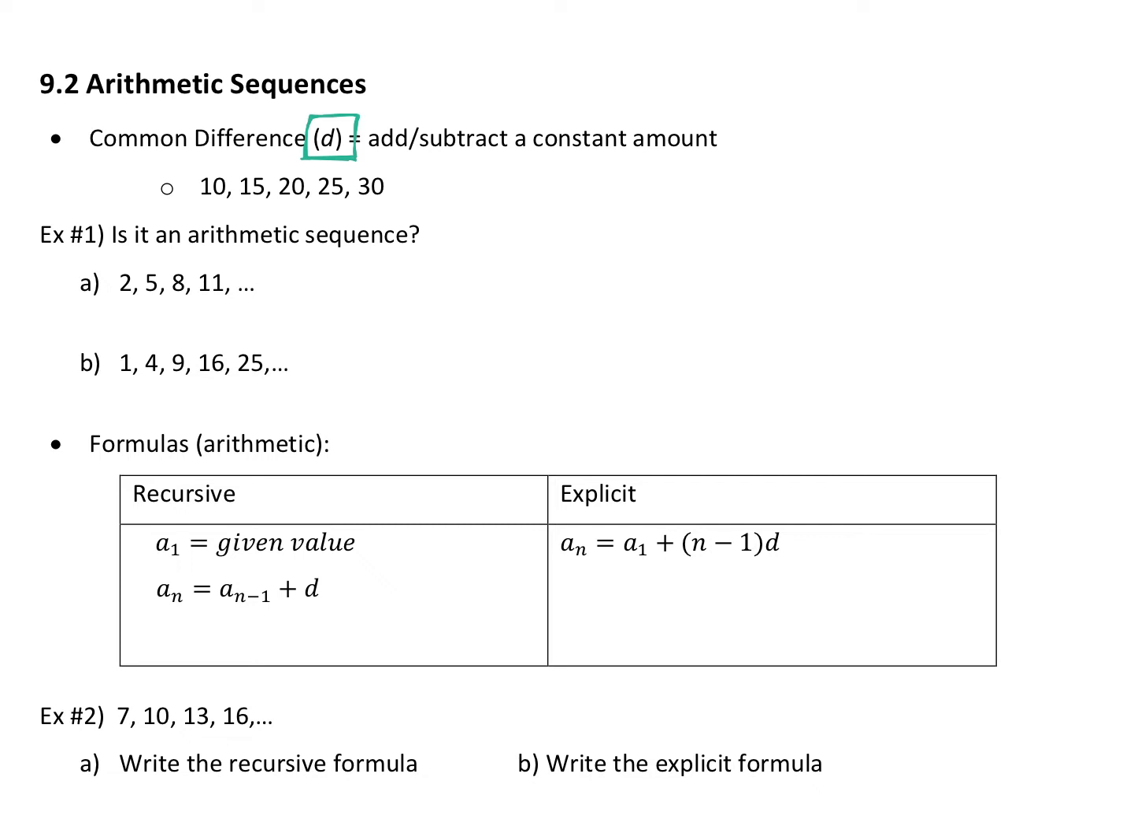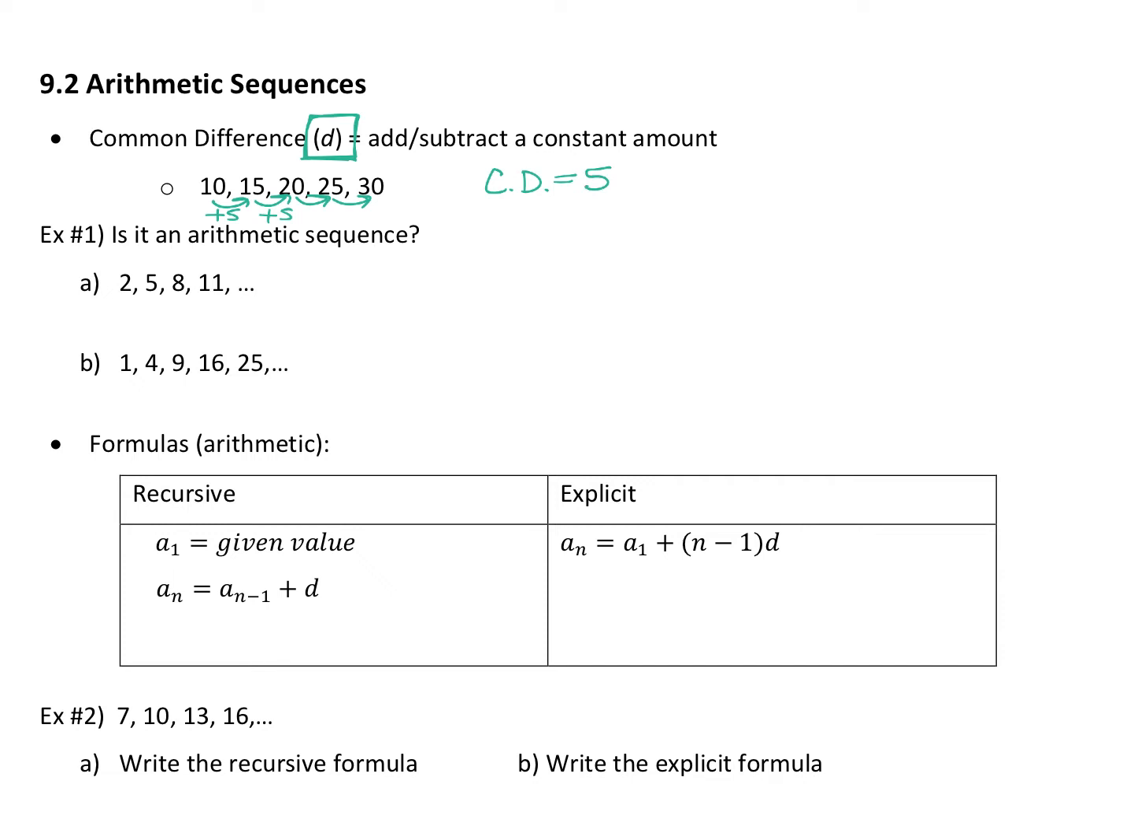sequence, okay? So if you look here, 10 to 15 to 20 to 25 to 30, you have a common difference of what? 5, right? We would add 5 each time. So my common difference here is 5, okay?